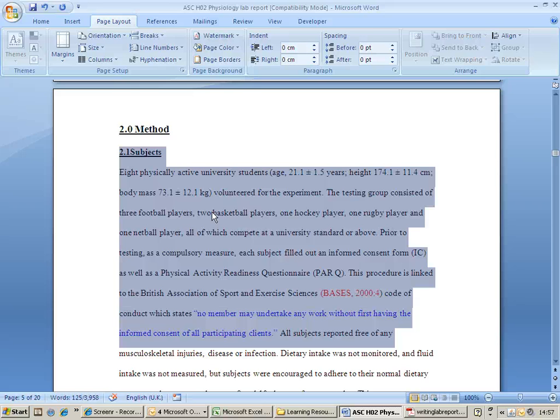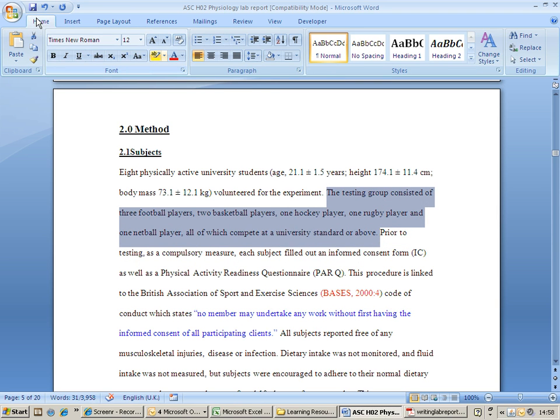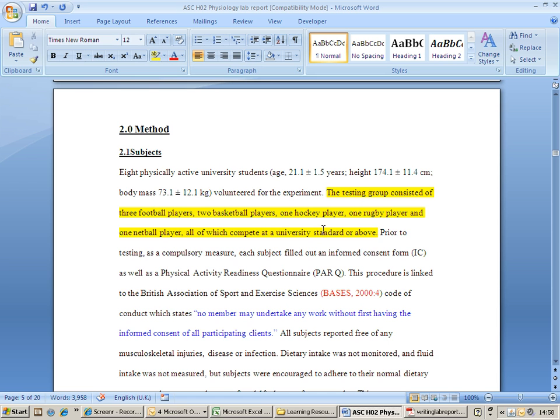Sometimes it's often sufficient simply to state the number of participants used in the study, so perhaps with a breakdown by gender or group selection. So for example here, if I highlight this area, it just provides the reader with a little bit more information about the type of athlete that was actually involved within the experimental design. So we have 3 football players, 2 basketball players, 1 hockey player, 1 rugby player, and 1 netball player. And it just basically provides a quick overview of what level they compete at. So in this example, it's university standard.